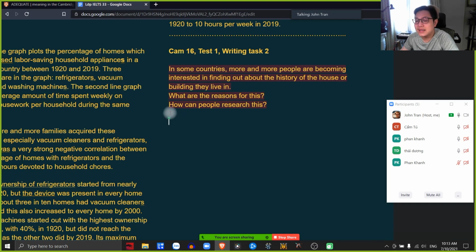And then they ask, how can people research this? This here means like, how can people search about the history of the house or the building they live in?